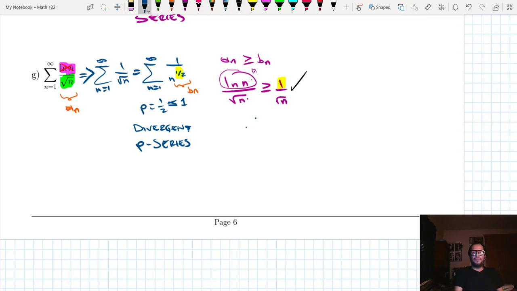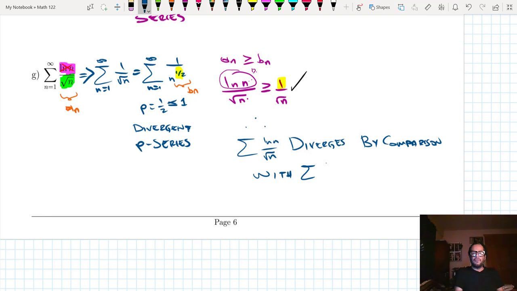So therefore, sigma ln of n over square root of n diverges by comparison with 1 over square root of n, from 1 to infinity. And this is it, guys.